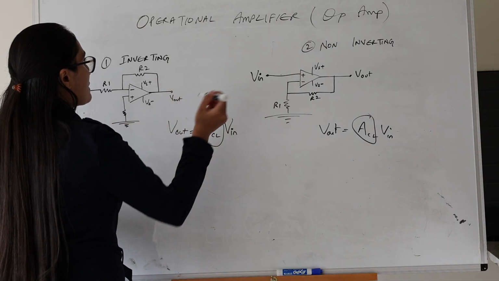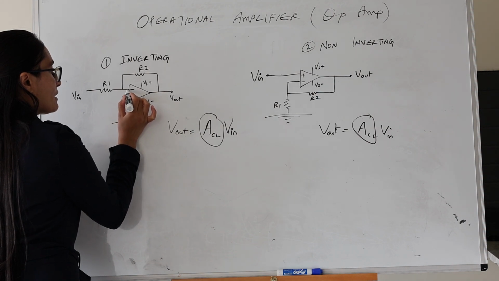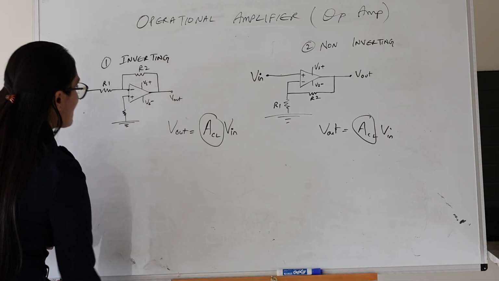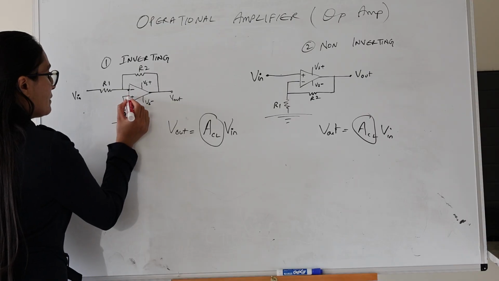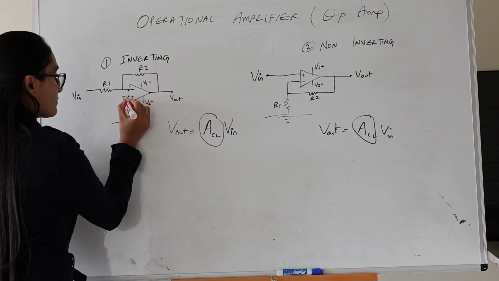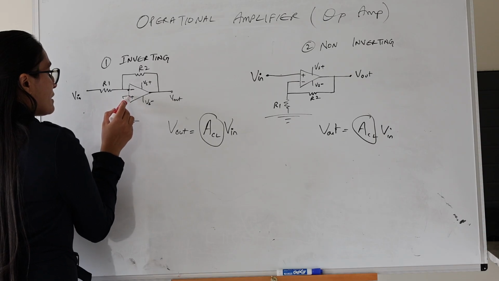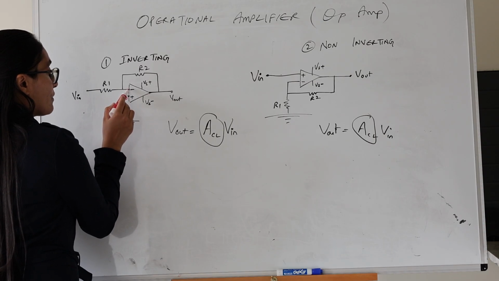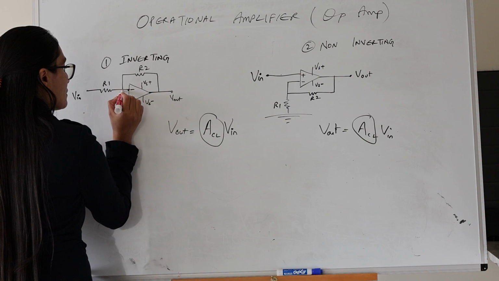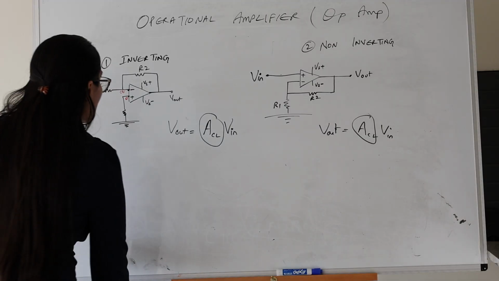We need to remember two rules. The first rule is the voltage at this terminal and voltage at this terminal is always the same. From circuit analysis, we know that this terminal is connected to ground. Therefore, the voltage at this terminal is 0. And since the voltage at this point is equal to voltage at this point from the rules of ideal op-amp, we know that the voltage at this point is also 0 volt. So we have utilized rule number 1.